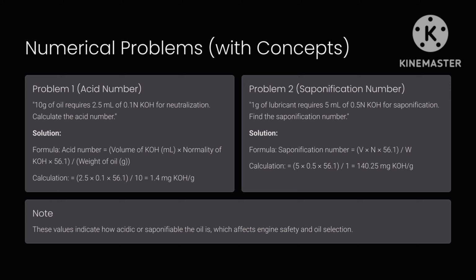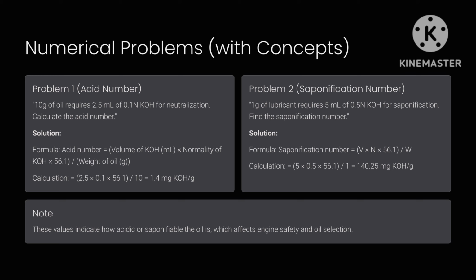In the formula, V equals volume of KOH, in milliliters. N equals normality of KOH. W equals weight of oil, in grams. 56.1 equals molar mass of KOH. By substituting these values in the formula we get the acid number is 1.4. This is a moderate value, indicating slight oxidation.